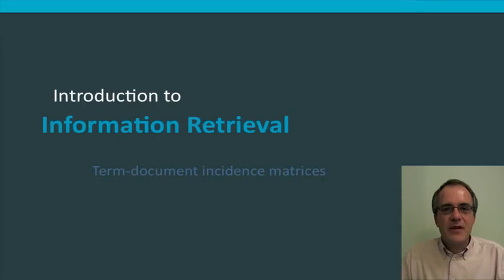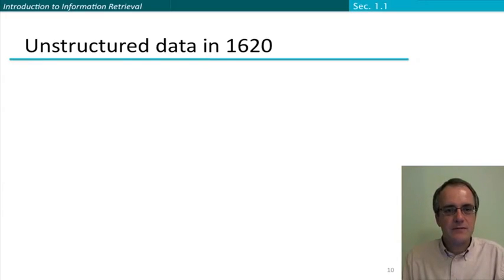Hello, in this section I'm going to introduce the important idea of a term document matrix, but also I'm going to explain why it isn't actually a practical data structure for an information retrieval system. We'll take as our example doing information retrieval over the works of William Shakespeare.